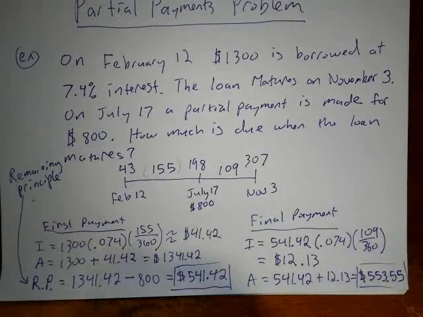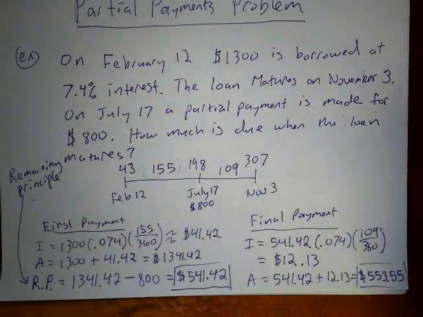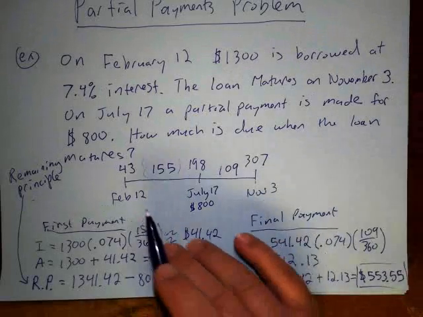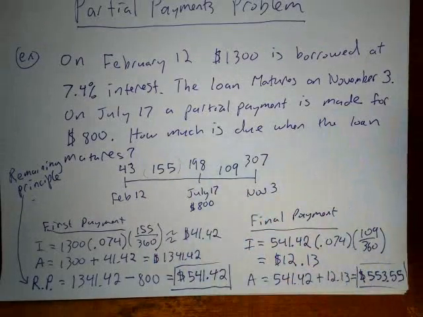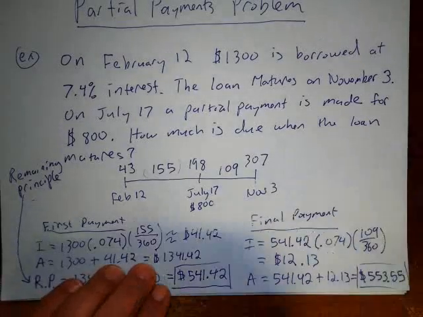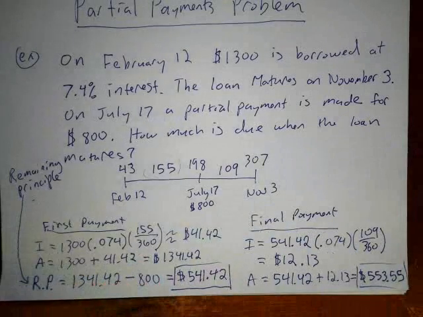So what we're going to do in the next video is another problem, but we'll have two partial payments, not just one. So stick around for that.